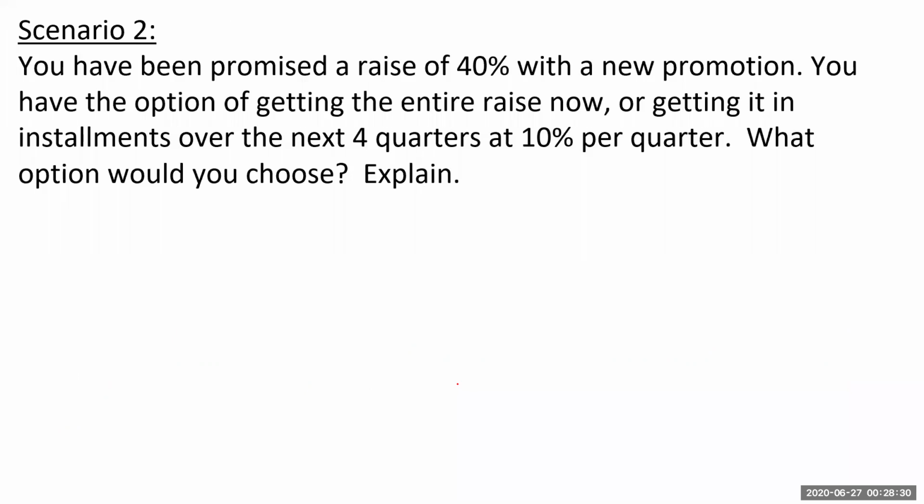And I'll give you another scenario. You have been promised a raise of 40% with a new promotion. You have the option of getting the entire raise now or getting it in installments over the next 4 quarters at 10% per quarter. What option would you choose? Tell me about it. Will you go for the upfront 40% or you go for the 10%? What's your choice? Okay, let's get into it.